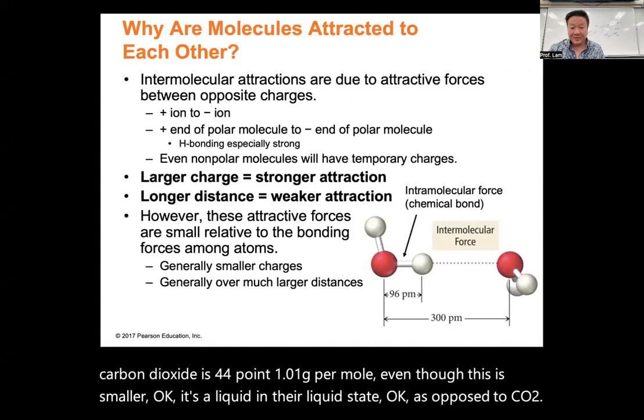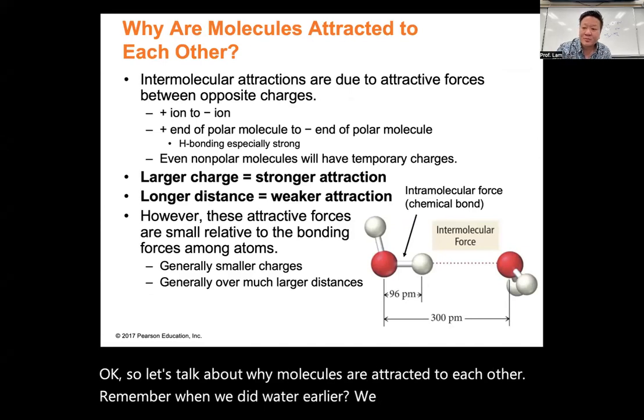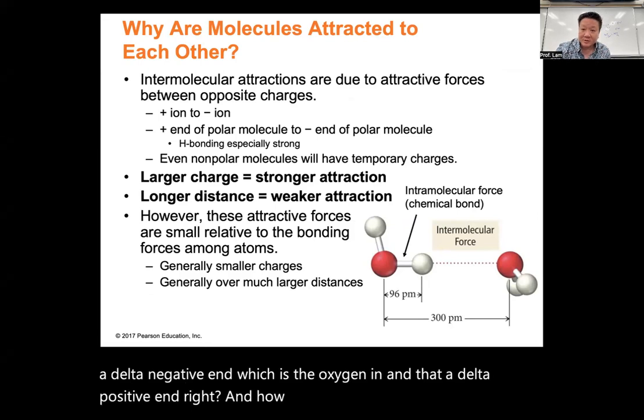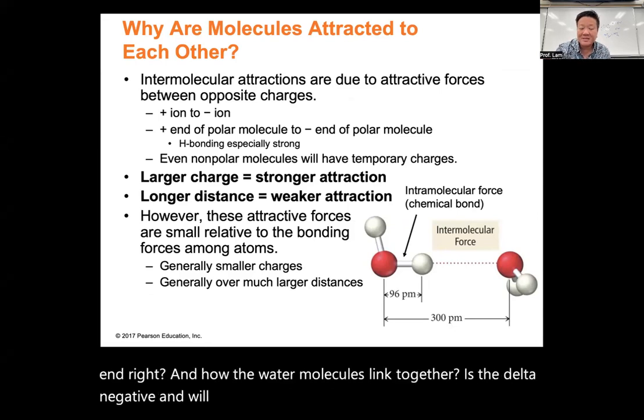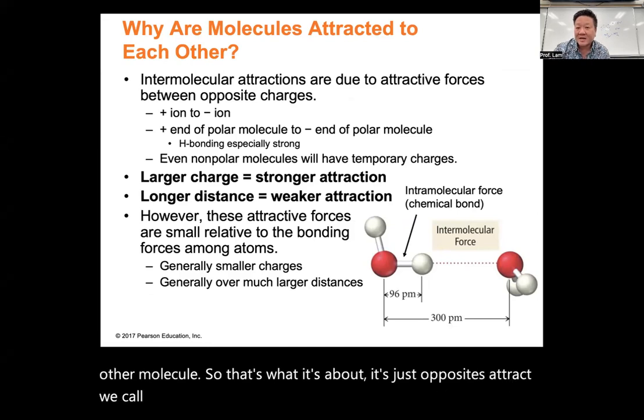Okay, so let's talk about why molecules are attracted to each other. Remember when we did water earlier? We said water is polar. It has a delta negative end, which is the oxygen end, and then a delta positive end, right? And how the water molecules link together is the delta negative end will attract the delta positive end of the other molecule. So that's what it's about. It's just opposites attract. We call that electrostatic interactions.